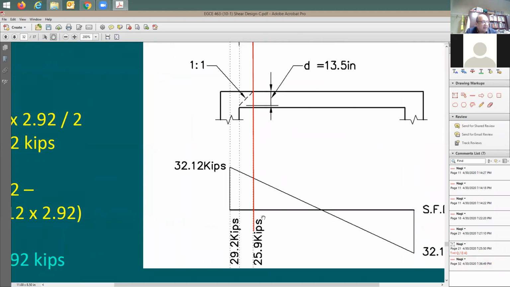If you like, you can do interpolation and find out that the shear demand at d distance away from face of support is going to be 25.9 kips.